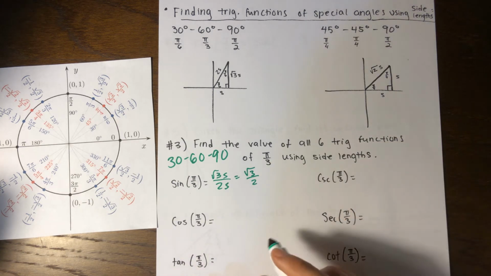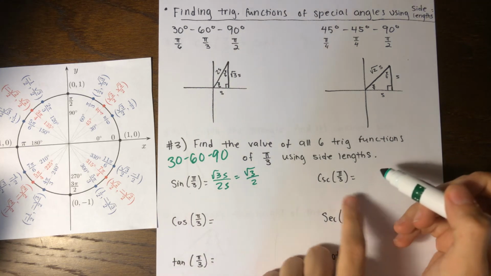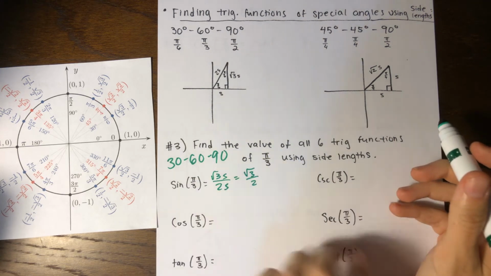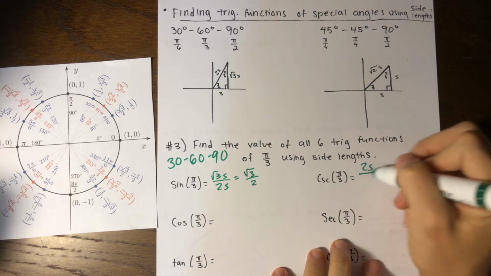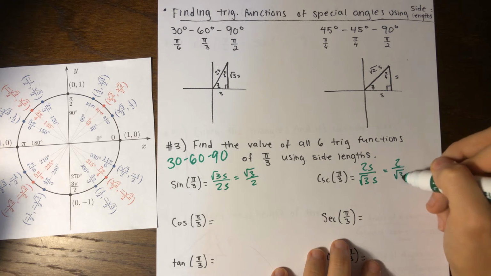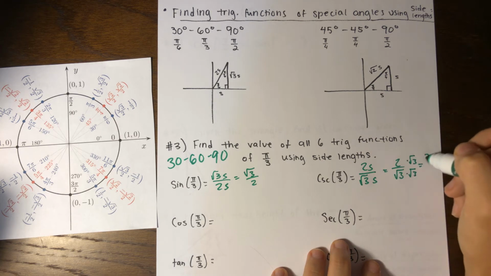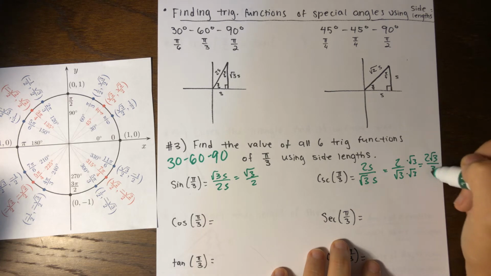Okay, let's do its reciprocal, so cosecant. We would just flip this. So 2s over the square root of 3s. We know that we can simplify it to this, right? But then we need to get rid of the radical on the bottom. So we have 2 square root of 3 over 3.